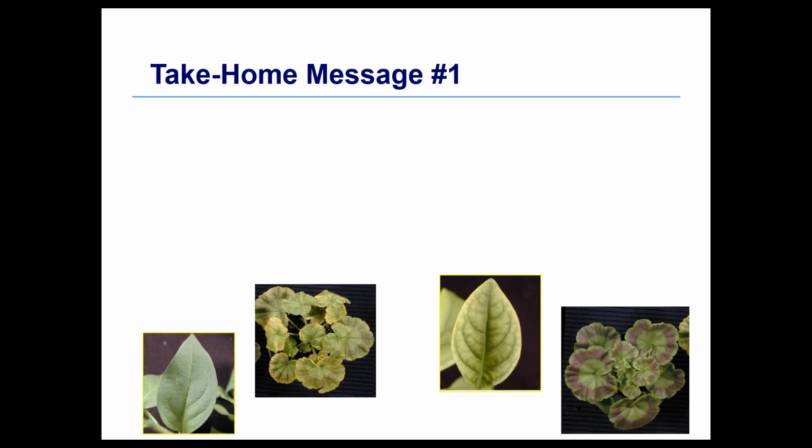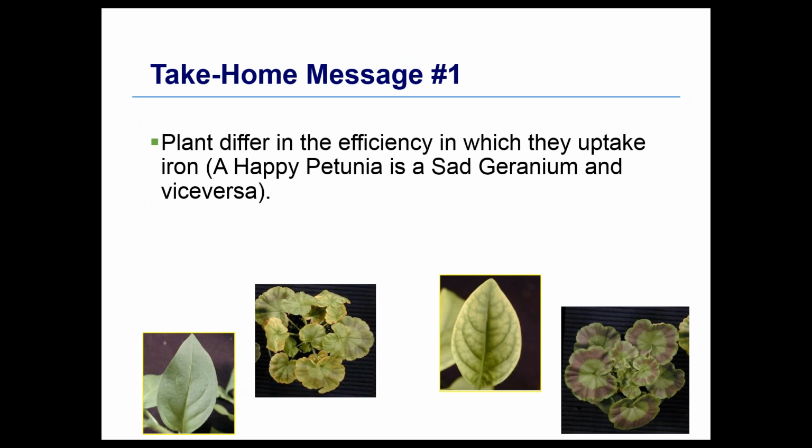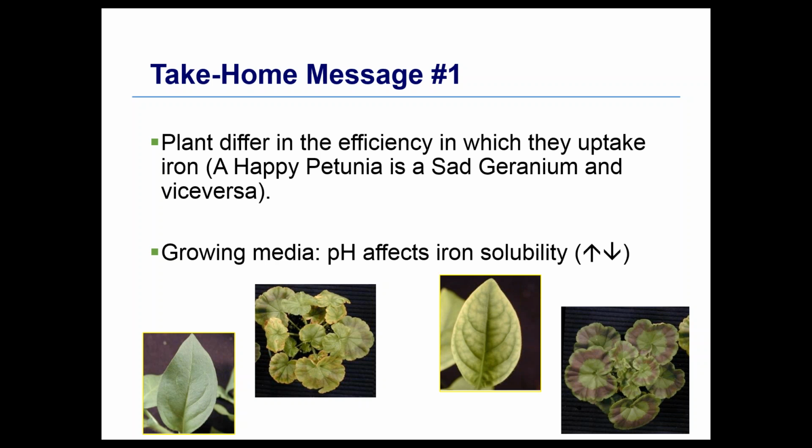So the first take-home message for today is that plants differ in the efficiency with which they uptake iron. The easiest way to remember that is a happy petunia is a sad geranium and vice versa. So if you're growing both, keep in mind that you need to treat those slightly differently or try to be as much in the middle as possible.